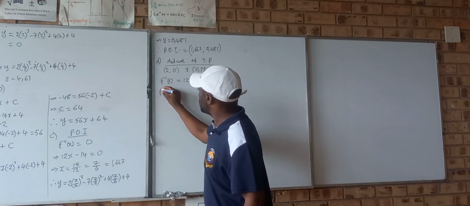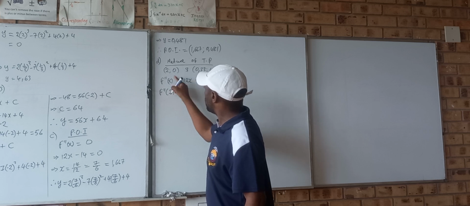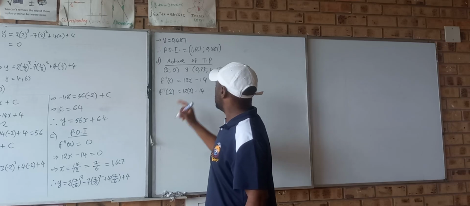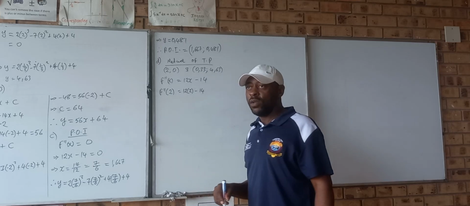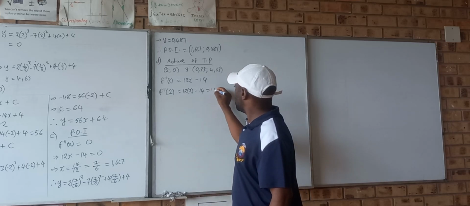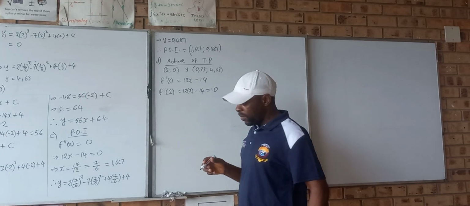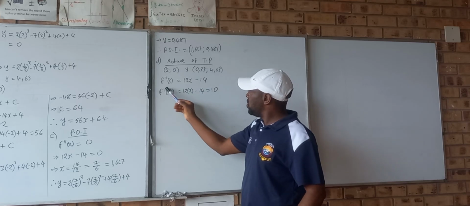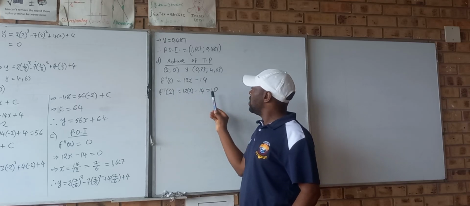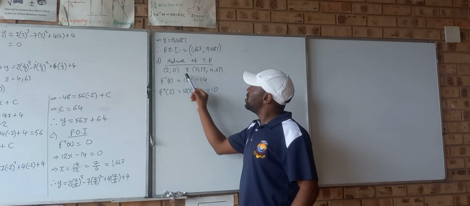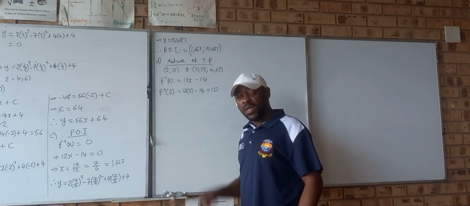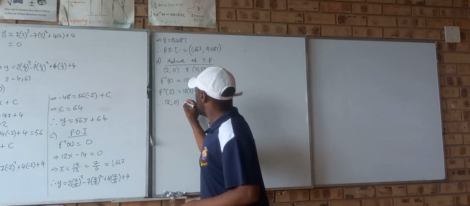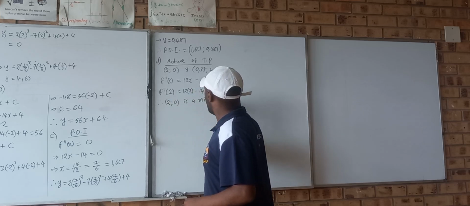So if I substitute the x ordinate of this first turning point, that will give me 12 into 2 minus 14. 12 times 2 is 24. 24 minus 14 gives me 10. So once the x ordinate of our turning point in the second derivative returns a positive number, then that turning point is a minimum turning point. Therefore, we'll say (2, 0) is a minimum turning point.